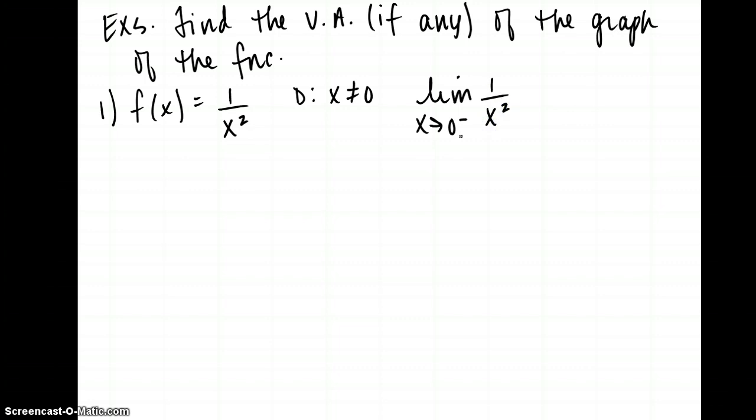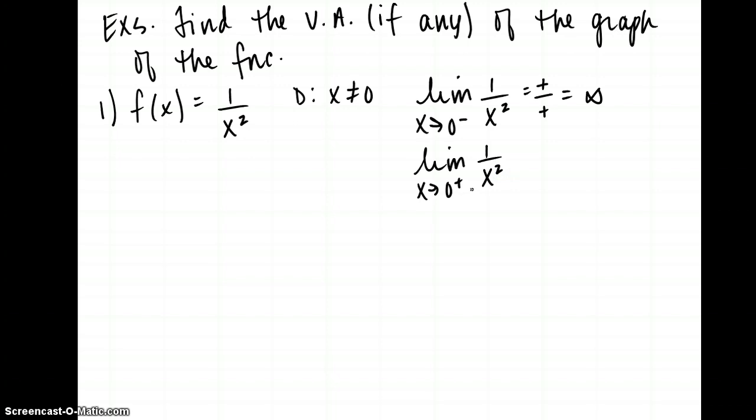Alright, so if we think of 0 on the number line, a number to the left of 0, if we pick negative 0.1 and I plug it in here, the numerator would be a positive number, the denominator would be a positive number, so the limit would approach positive infinity. Limit as x approaches 0 from the right-hand side.